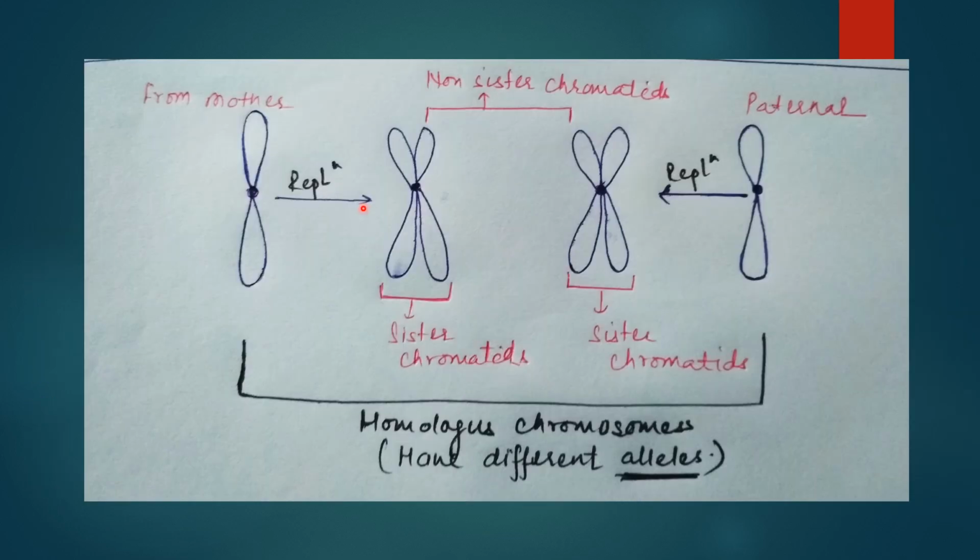Suppose this chromosome comes from the maternal side and this chromosome comes from the paternal side. After the replication, they have made their identical strands. Now these two strands are identical. Now these two strands will be sister chromatids, and these two strands will be sister chromatids, but this chromatid and this chromatid will be non-sister chromatids. Why? Because they have originated from two different chromosomes, and these two chromosomes are homologous chromosomes because they are genetically the same but they have different alleles.